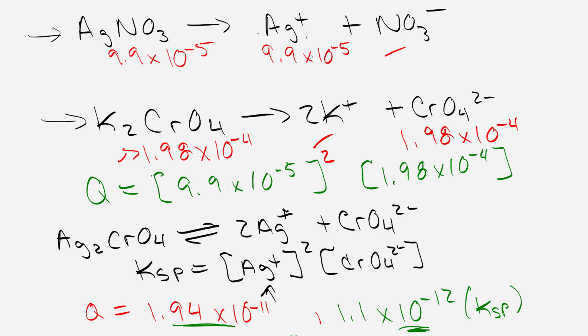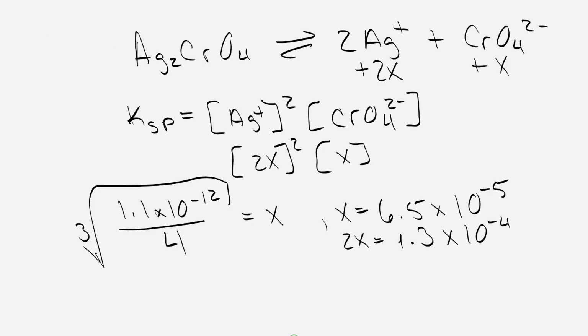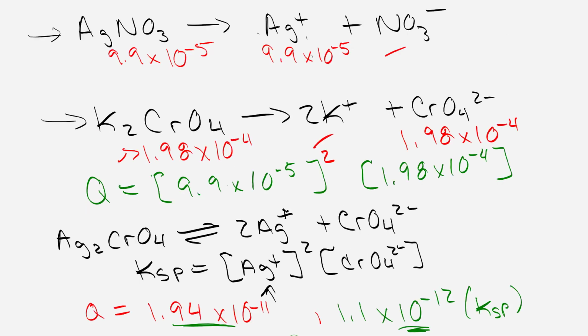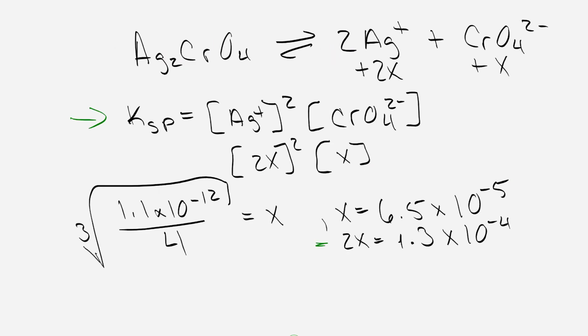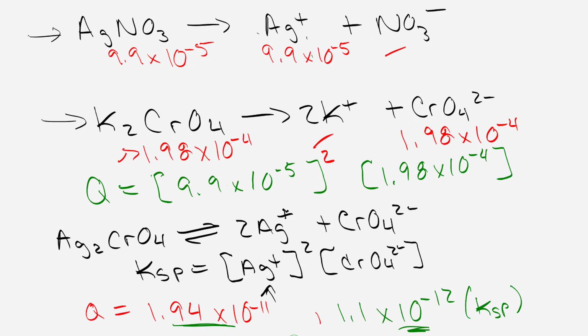So another way to think of this is in terms of what we have, right? I could use my KSP and solve for my max concentrations, and I get that 2x, which would be my silver, is 1.3 times 10 to the negative 4. So the max concentration for my silver is higher than what we have, so we're fine there. But I come over here and I see my x for my chromate is 6.5 times 10 to the negative 5. Oops, this is smaller than what we have.